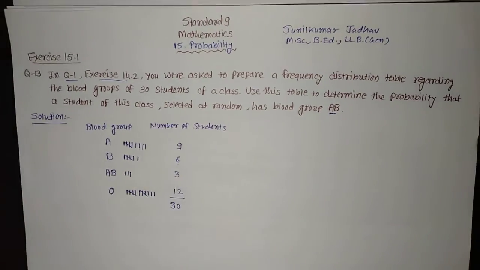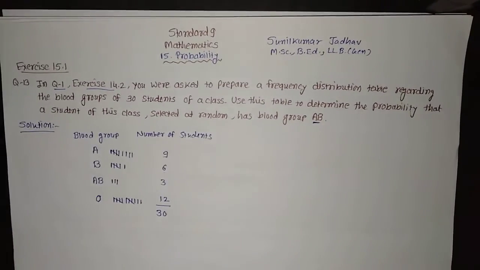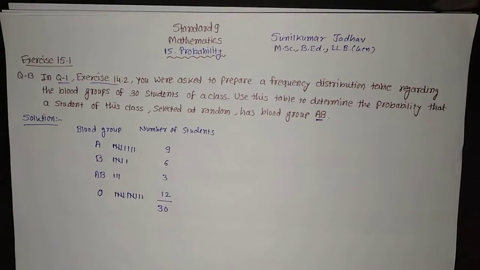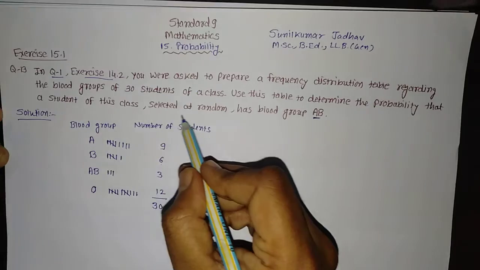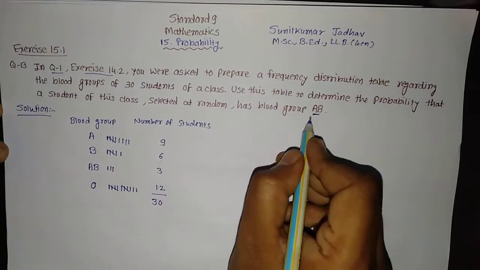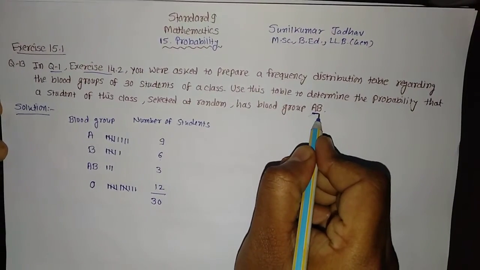So this is the frequency distribution table we have prepared. Now what is the question? Use this table to determine the probability that a student of this class selected at random has the blood group AB. This is what we wanted to find out. This is our main question.